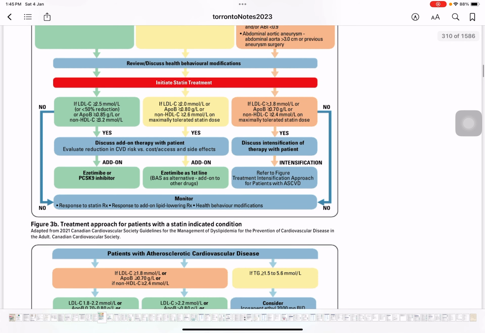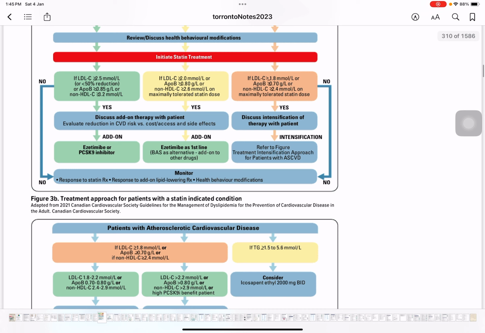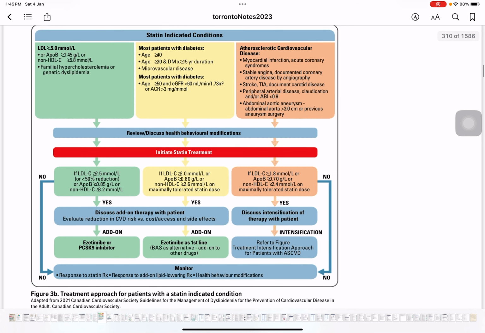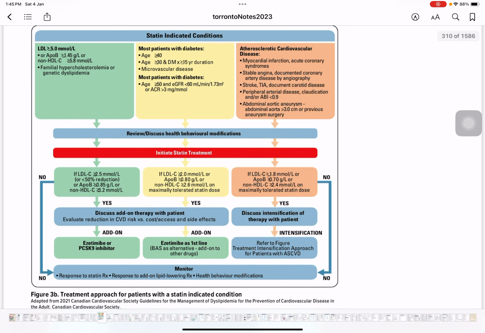So you have to initiate statin, and if LDL-C is more than 2.5, then you have to discuss add-on therapy. If in intermediate risk LDL is more than 2, you have to again discuss add-on therapy. And if LDL-C is more than 1.8 in a high risk patient, then you have to intensify the therapy. So these are the following: the yellow one is intermediate, the green one is low risk.